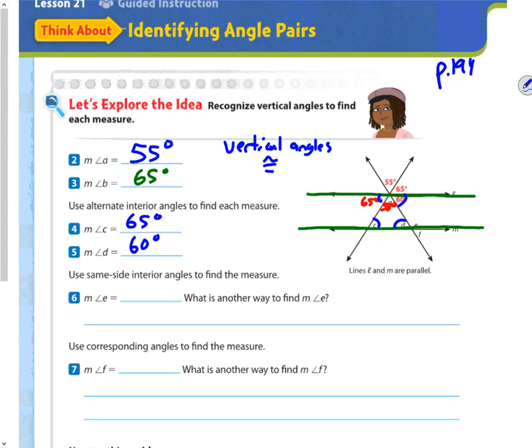Okay, now let's locate a same side interior angle pair. In number 6, we're trying to find the measure of angle E. I see the measure of angle E is right here. If we're looking for same side interior, that means it's on the same side of the transversal, which looks like a transversal right here, and on the interior of the green parallel lines. Remember, same side interior angles are supplementary.